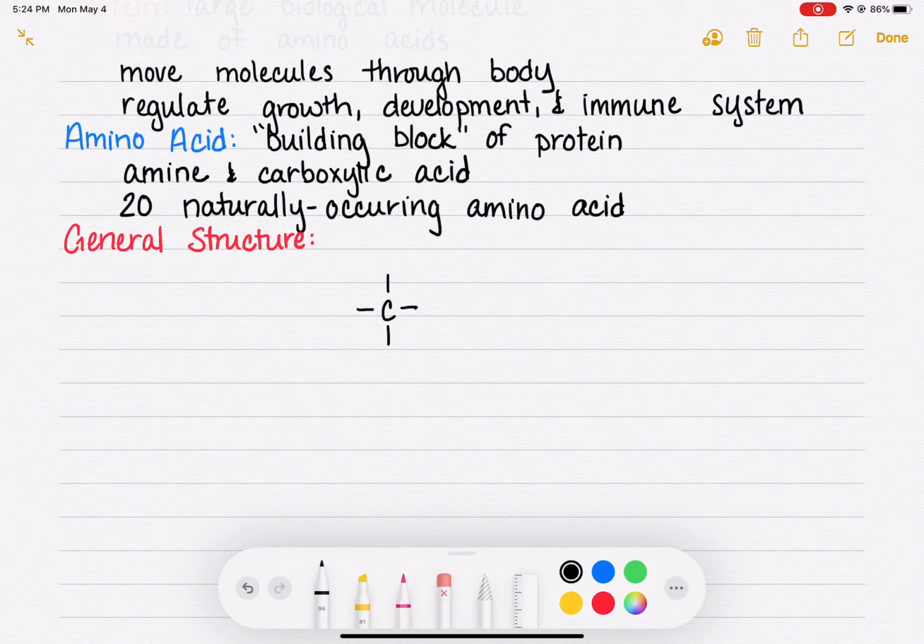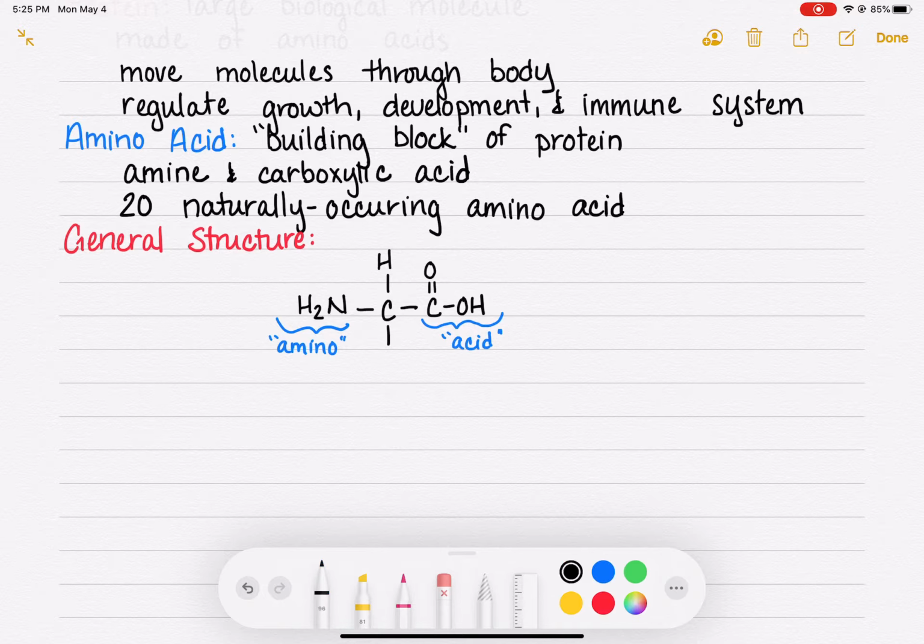So one of the things on the carbon atom is a hydrogen. All amino acids have one hydrogen on their carbon. And then what I'm going to draw to the left side is a nitrogen with 2 hydrogens. And on the right side, a carbon with a double bond to an oxygen and then a single bond to an OH. So over here on the left-hand side, the NH2, this is the amino part of the amino acid. And then over here on the right-hand side, the COOH, that's the acid part of the amino acid.